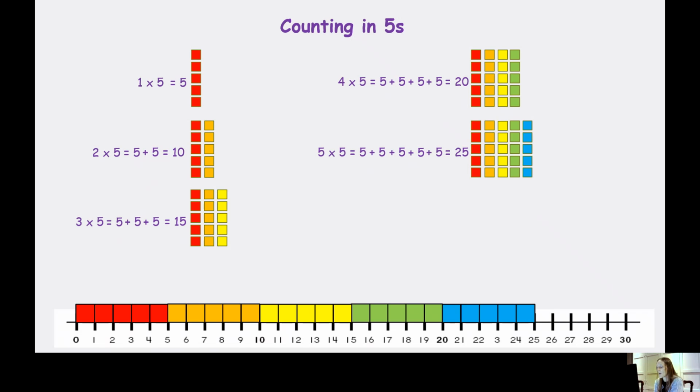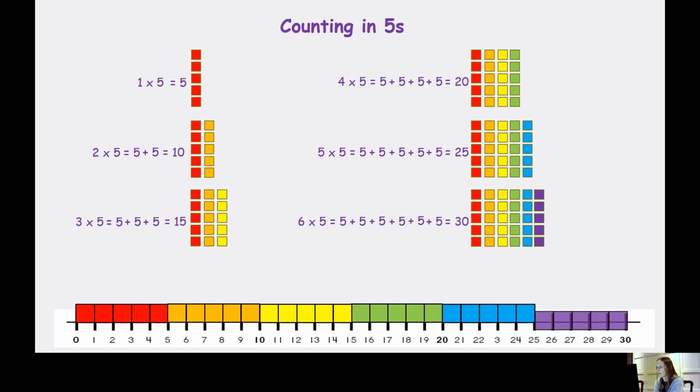And then for the moment, we'll just consider one more. So the sixth number, we find that by doing 6 times 5. So that's the same as 6 lots of 5. So 5, add 5, add 5, add 5, add 5, add 5. That's 6 lots of 5. And that gets us to 30. And we'll add on that last lot of 5 there. And that gets us to 30 on our number line too.